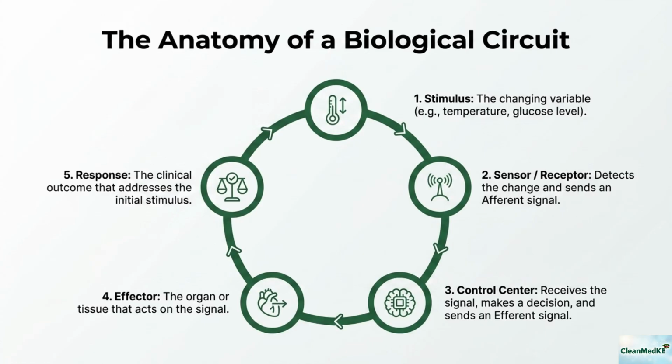To maintain this balance, the body uses what we call a biological circuit, consisting of 5 key steps. It starts with a stimulus, which is a change in a variable like your temperature or blood glucose. This change is detected by a sensor or receptor, which sends an afferent signal to a control center. The control center processes the data, makes a decision, and sends an efferent signal to an effector, the specific organ or tissue that needs to act. Finally, the response is the clinical outcome that addresses that initial stimulus to bring the system back to balance.